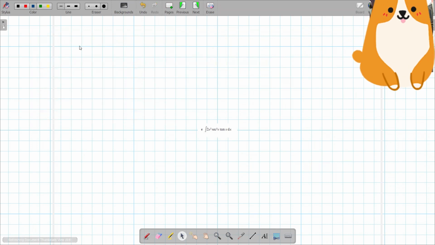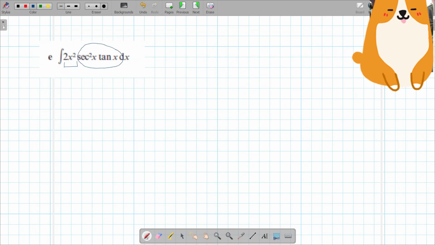Go to a new page. So again, there are three things. One is algebraic and the rest are trigonometric functions. The antiderivative of this function is easy. How would you integrate sec squared x tan x? What is the antiderivative of sec squared tan x? The derivative of tan x is sec squared x.